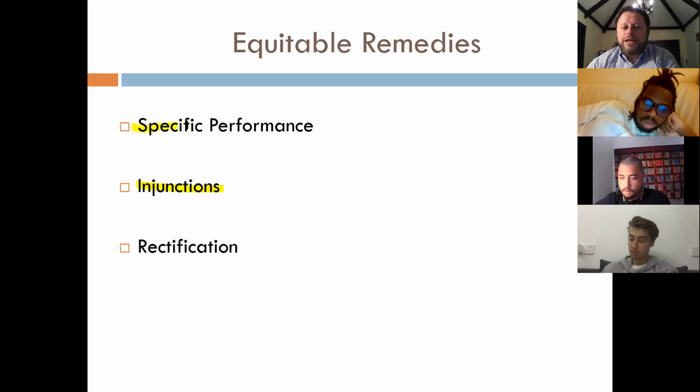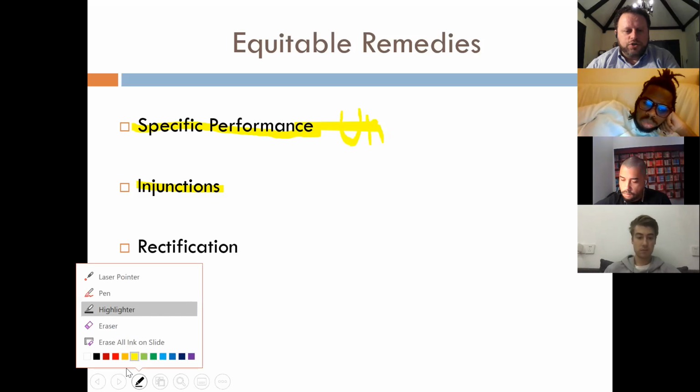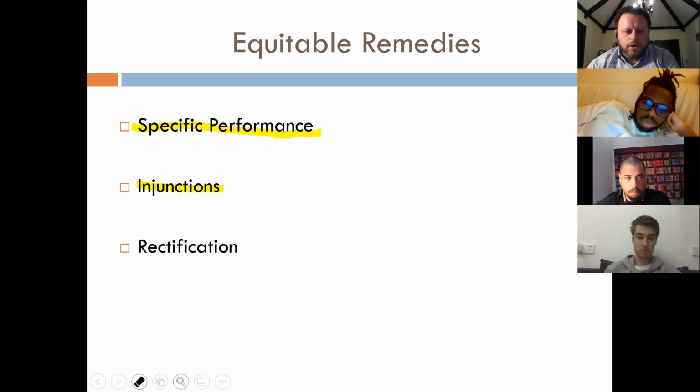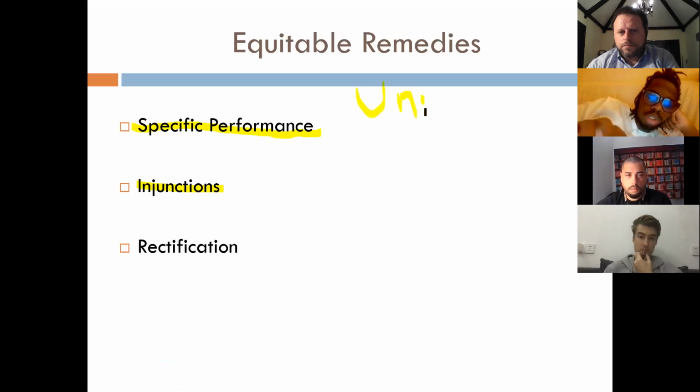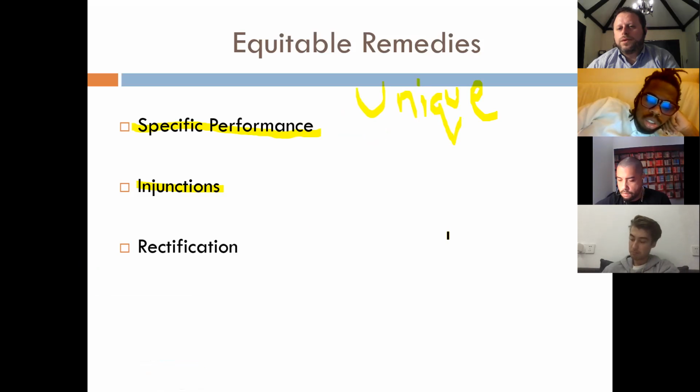Specific performance was the one I mentioned before. And that's kind of the opposite of stop. That means you have to start. You have to do what you said you would do. What kind of goods or services is specific performance for? Anybody remember? Commercial contract? Unique. Unique. Tell me something that's unique in this world.